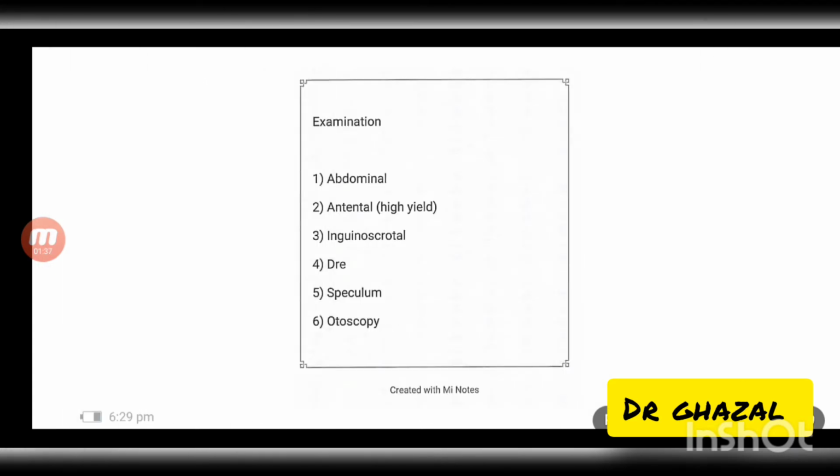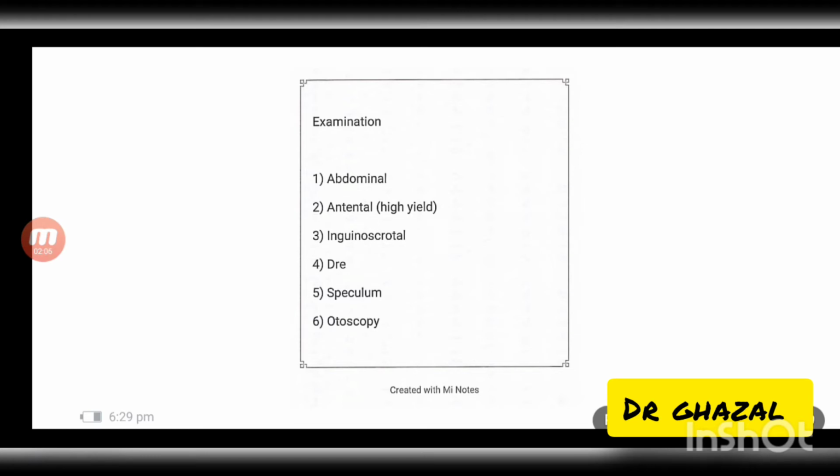Then, if we talk about the examination, there is always one examination station in PLAB 2. Rather than coming only as an examination station, this comes as a combined station, where you will take a short history of around 2 minutes, then do the examination, and then talk to the patient and tell your findings to the examiner or manage the patient. So these are the 6 examination stations that come in the exam.